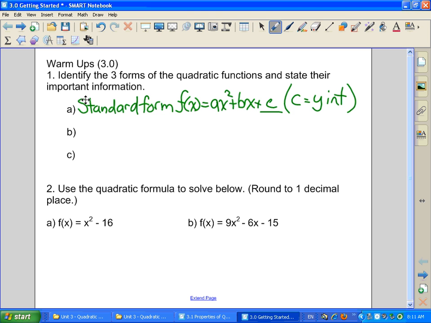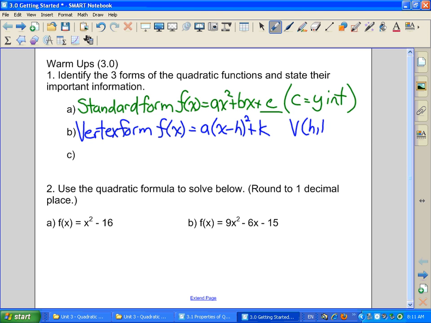The next, probably the most familiar one, is probably your vertex form. Now I know in grade 10 they used p and q. In our textbook they're going to use what's called h and k. So f of x equals a times the bracket x minus h squared plus k. And the important information given here is that the vertex is h, k. Just remember for the h that the negative is part of the formula, so k is going to be positive itself.